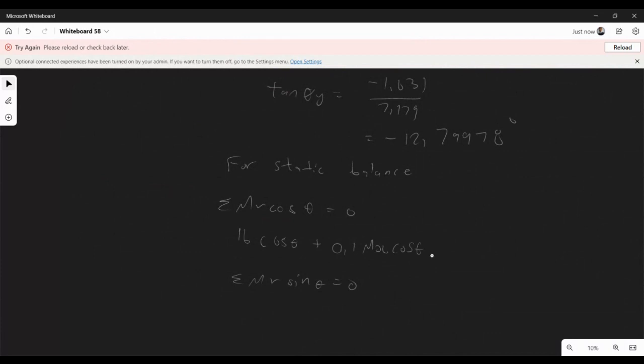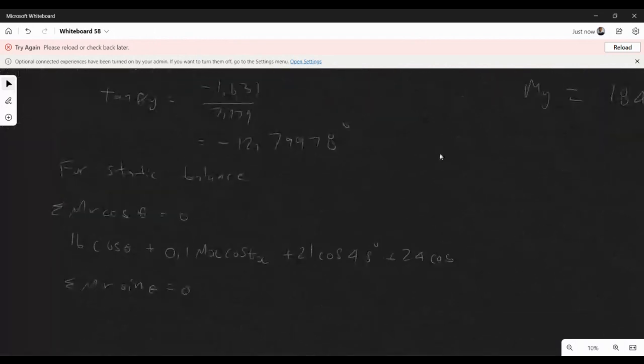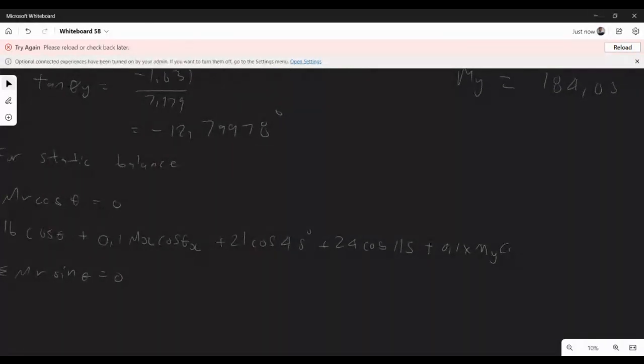So cos, we don't know, cos x, then we have plus 21 cos, what was it again, 45 I think, then it's going to be 24 cos 115, was it 115, yeah, plus mass, where am I now, 24, oh, then we have the 0.1 times mass y, obviously mass y as a value now, times cos of minus 12.7798.